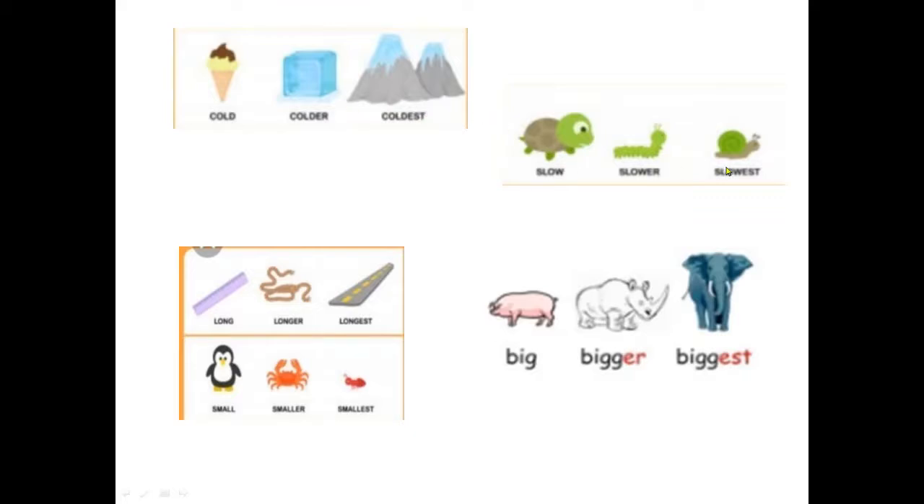You can see these animals. You know how they walk. Their speed is less compared to each other. This is slow in walking. This is slower and this is slowest.